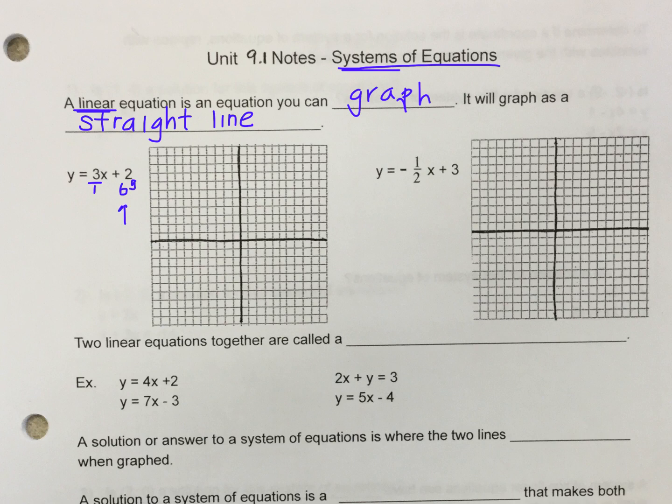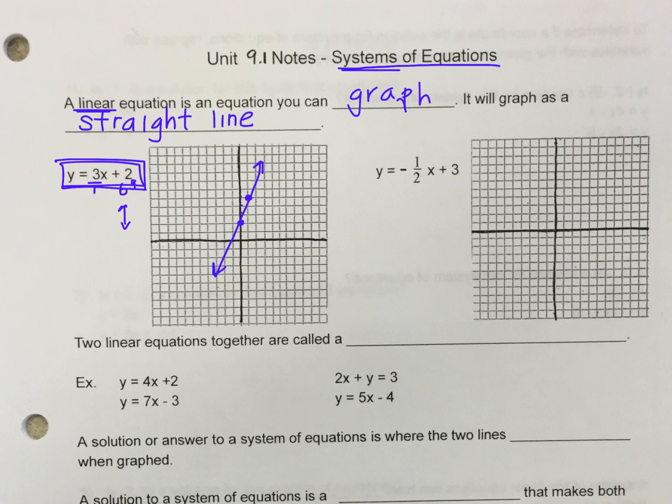We go up and down to start. So that's a positive 2. So I'm going to put a 2 on the y-line. I'm going to rise 1, 2, 3, run to the right 1, and I'm going to graph my line. That's that line. So this linear equation looks like this line when we put it on a graph.